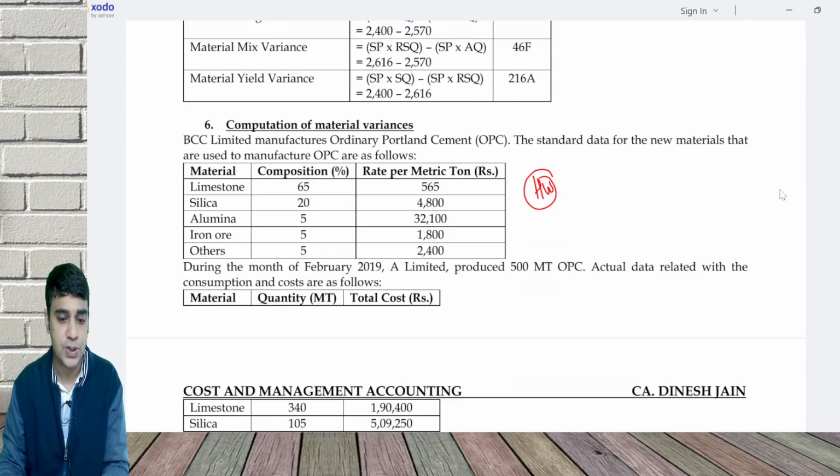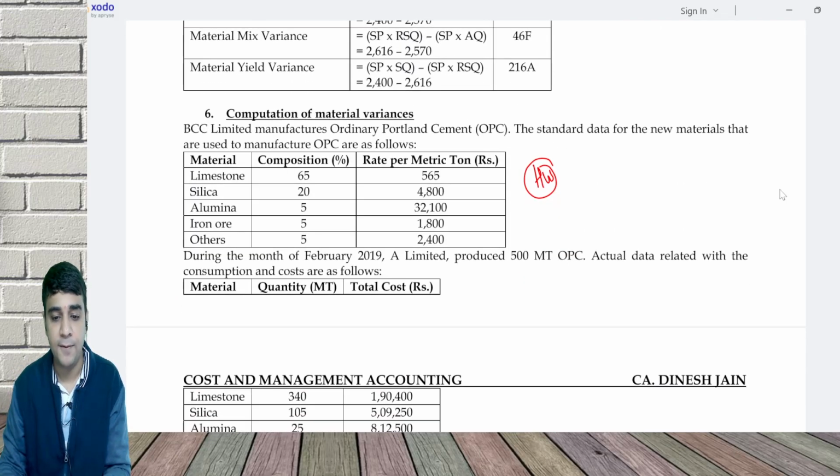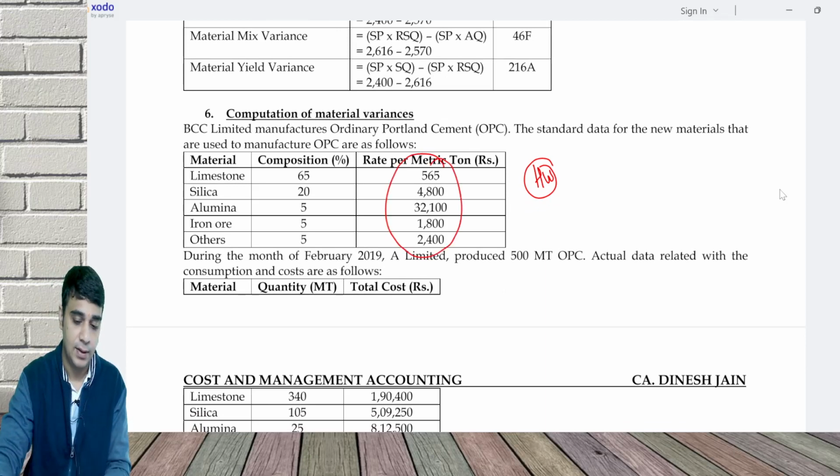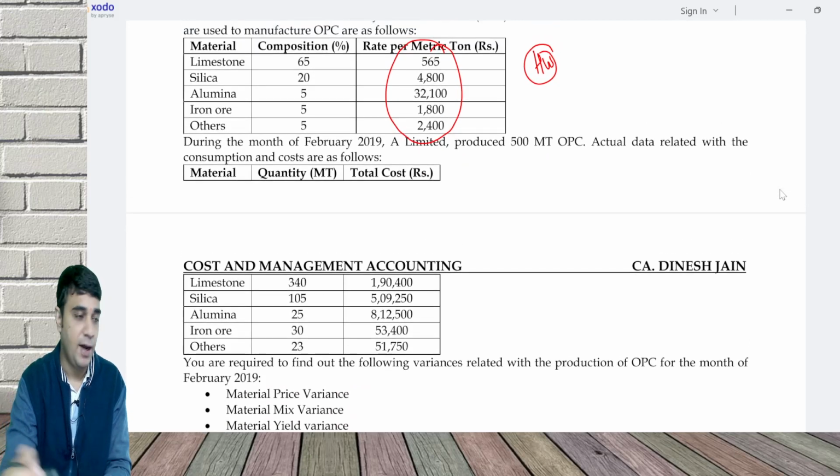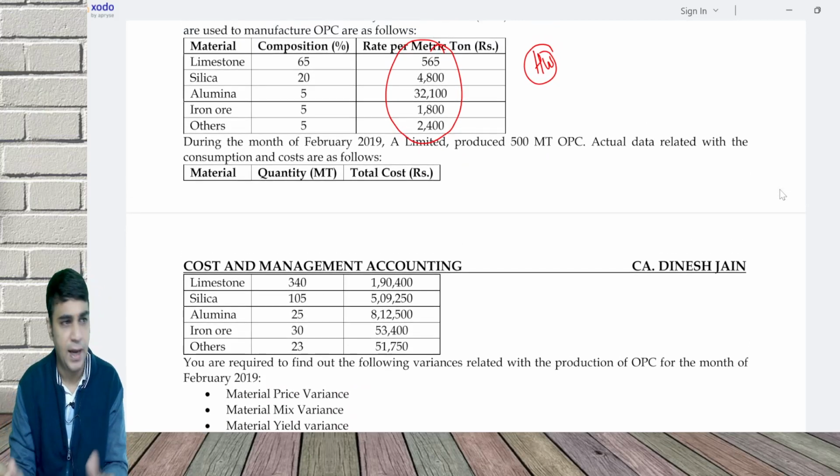Next is question number 6. Company manufactures OPC. The standard data for the material used to manufacture is given. This is SP. If you divide, you will get AP. I don't want to divide. I'll directly write AP into AQ.